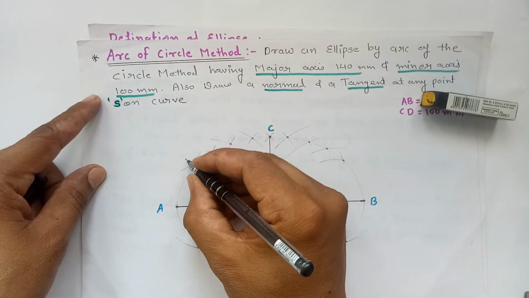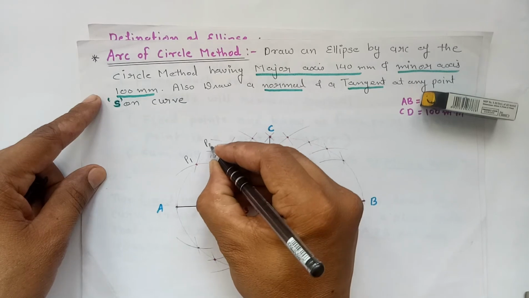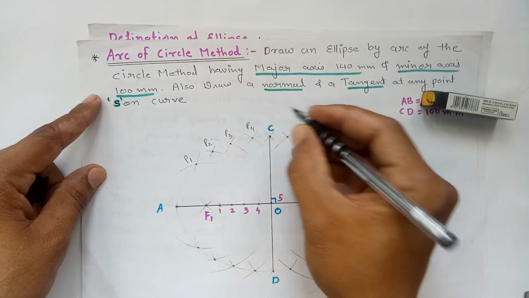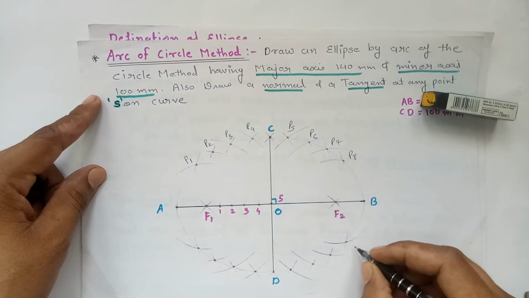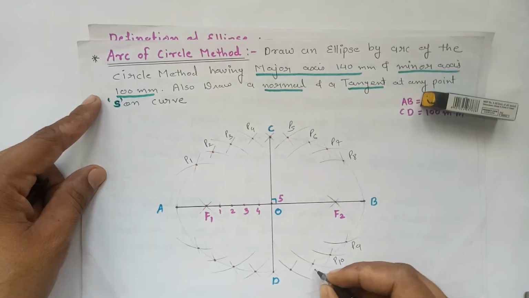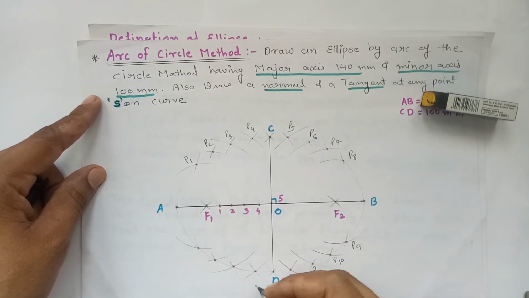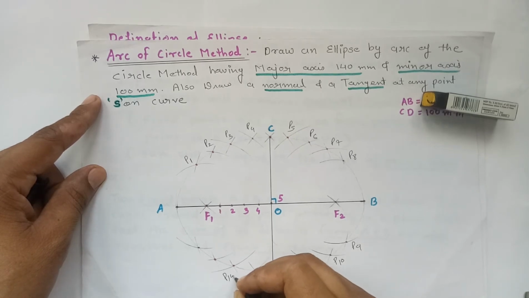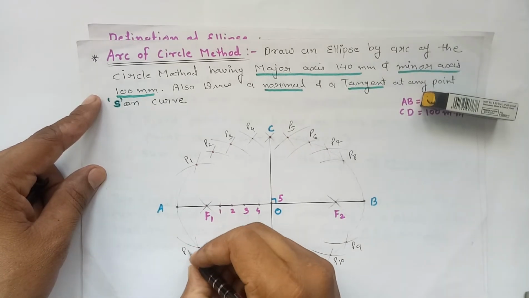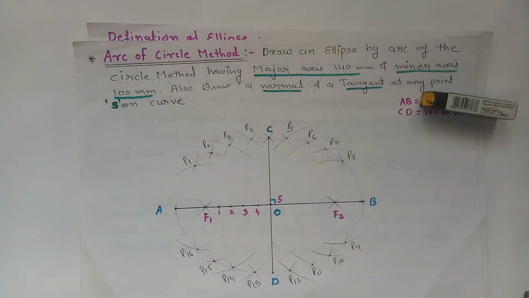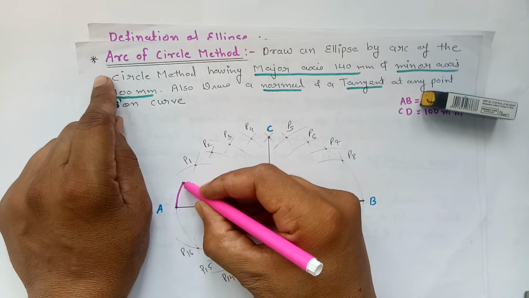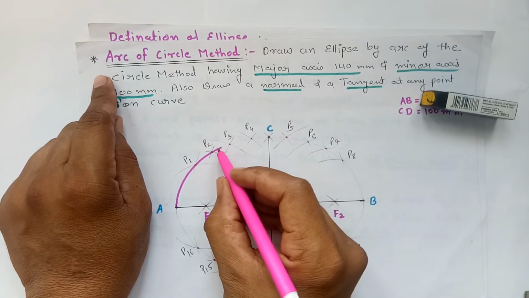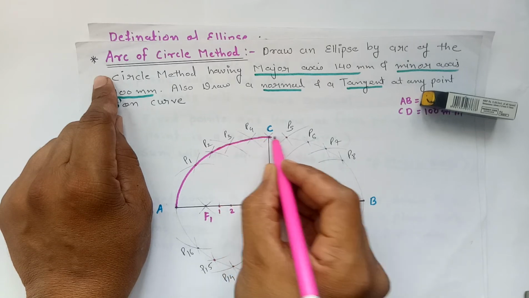Now after marking these points, give names to them: P1, P2, P3, P4, P5, P6, P7, P8, P9, P10, P11, P12, P13, P14, P15, P16, and draw a freehand curve passing through these points. That freehand curve will be an ellipse. Draw the freehand curve passing through all these points.